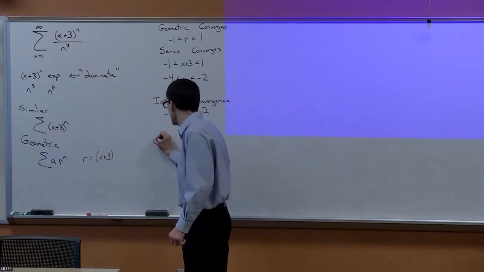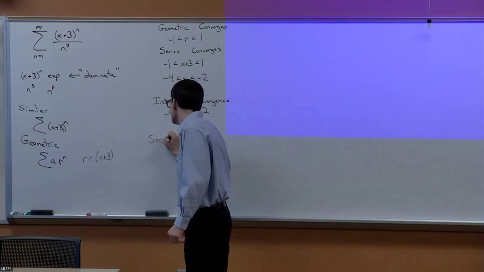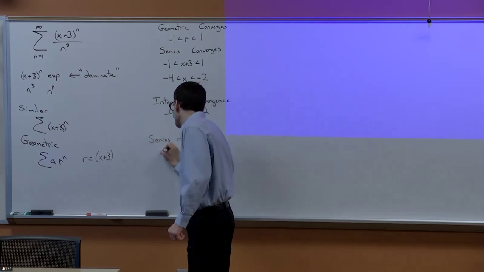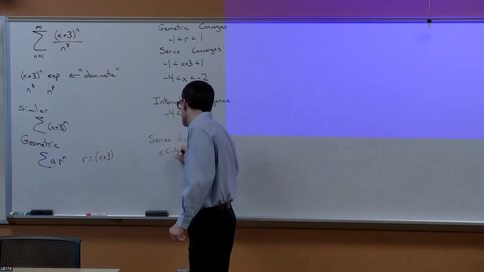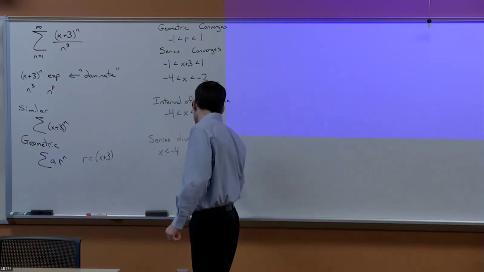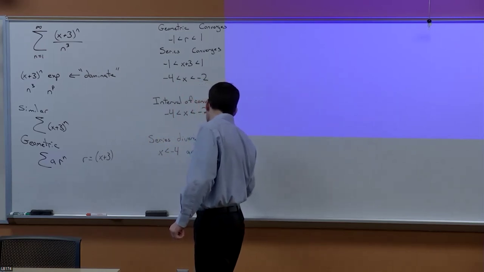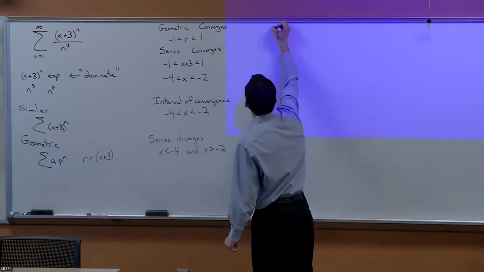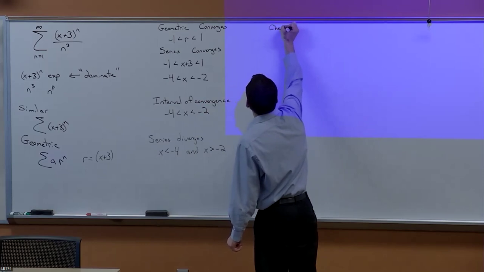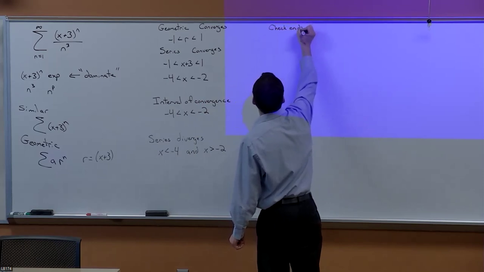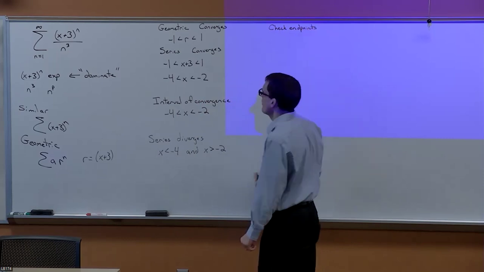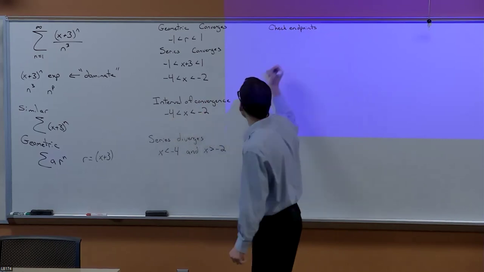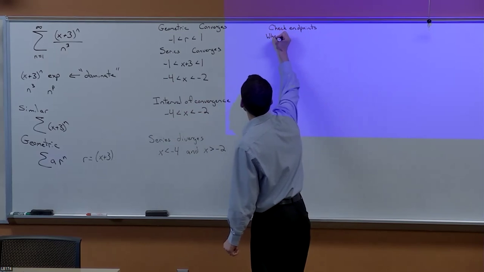And my series diverges when x is less than -4 and when x is greater than -2. The last thing I would do is check the endpoints. By endpoints, I mean what happens at -4 and what happens at -2.